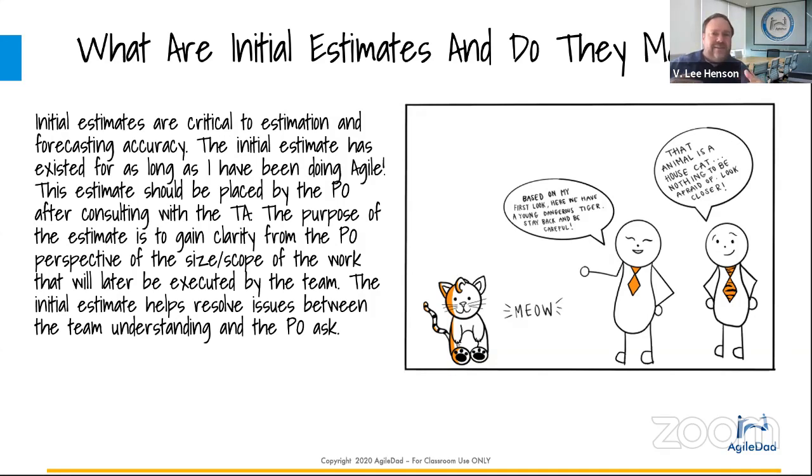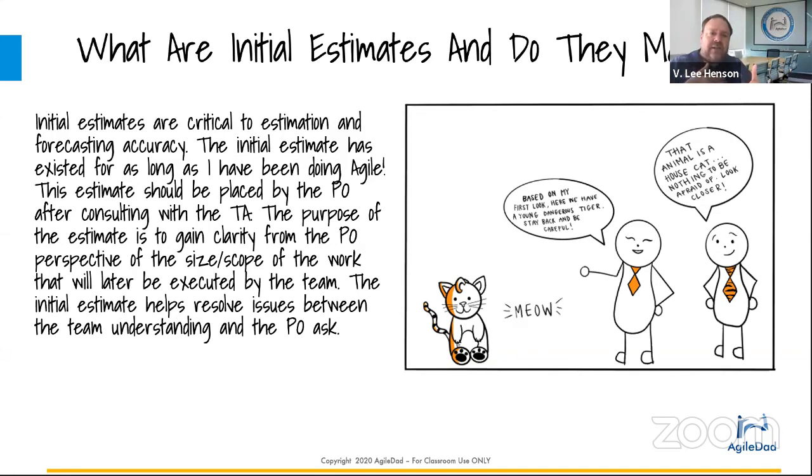So since about that time frame, 2007, 2008, somewhere in that time frame, I've seen initial estimate in every tool that's been created. I've seen initial estimate as something that should be done, but I've never heard someone take the time to explain why an initial estimate is important. So the initial estimate is the estimate that's placed by the PO after they consult with a technical analyst to give an initial size for what they're trying to do. I know it sounds crazy because initial size, initial estimate, duh, but it's in order to gain clarity.